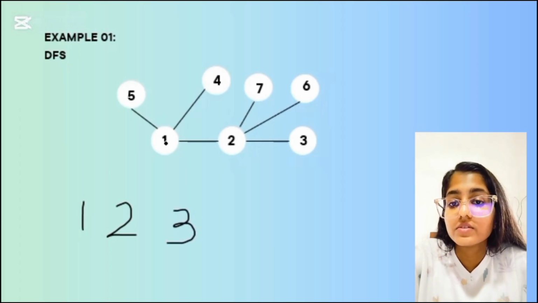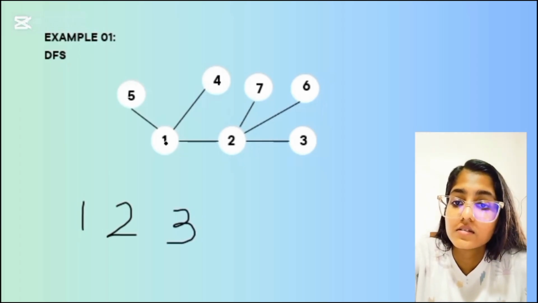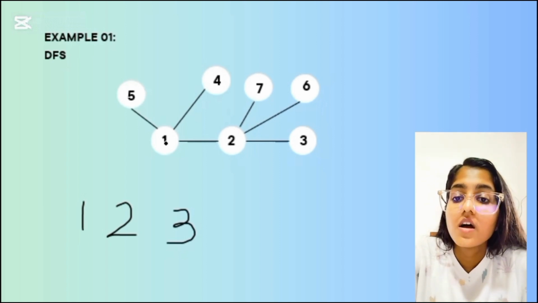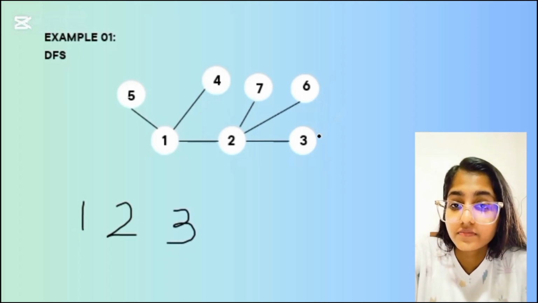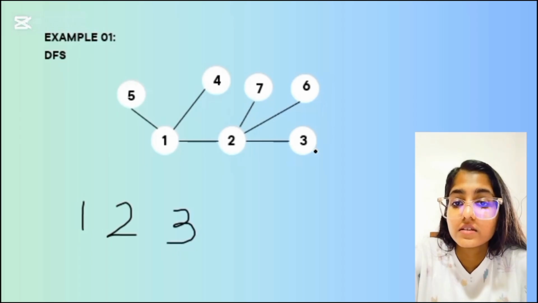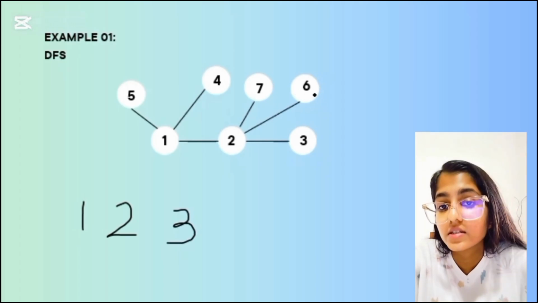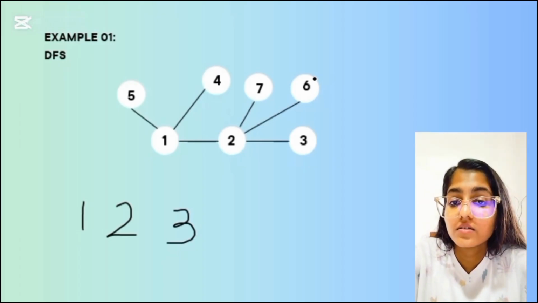So visiting nodes is done now. As there are no adjacent nodes for 3, you must visit the earlier node again. Here it is 2, and there are 2 adjacent nodes for 2. You must visit any node from here. I'll visit 6. You can see that there are no adjacent nodes for 6, so I'll write 6 here.